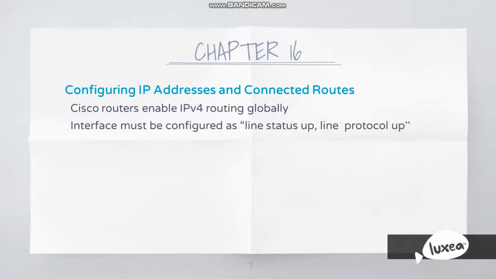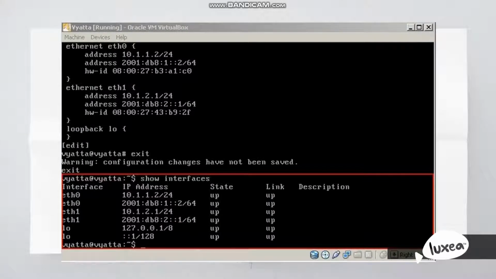Okay, configuring IP addresses and connected routes. We all know that Cisco routers route globally, and the interface must be configured with an IP address and must be enabled too. When we see line status up and line protocol up, it means it is working well, like this. It shows the state up and line up here, which means it is working well.